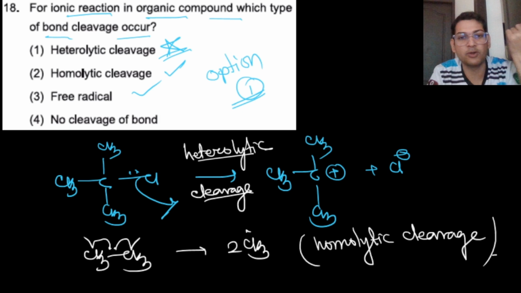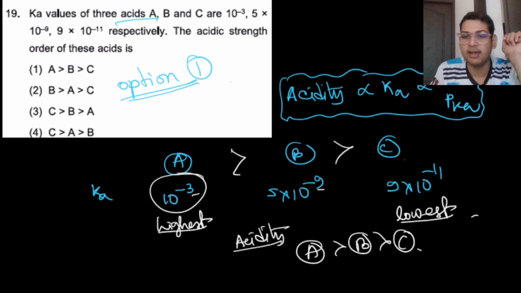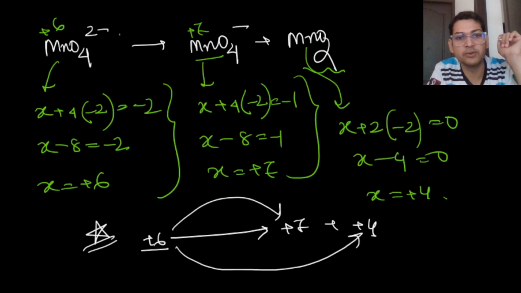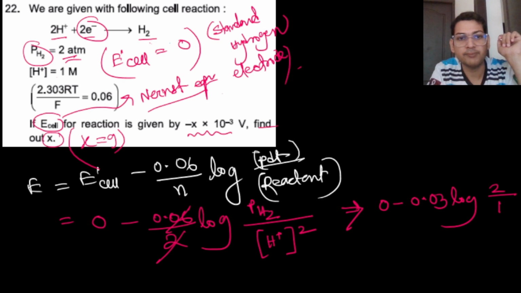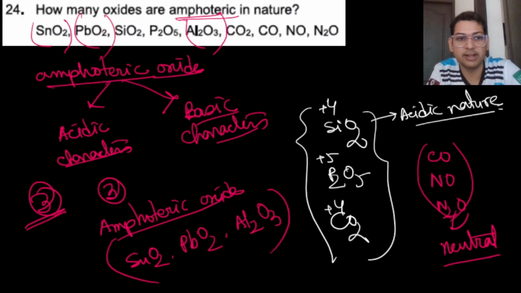This is a very easy question actually. I don't know why they have given this question. Heterolytic ligand from organic GOC chapter, it's done. Then acidity proportional to Ka proportional to 1 by pKa, from that you have been given this question, it is done. Here I should write it this way. pKa should be written like this, right? Done. Then disproportionation reaction from redox chapter is done, very good. Then possible isomers, 2 to the power n formula, done. Then this is from electrochemistry, a very good question, done. Then activating group, deactivating group, it's good, done.